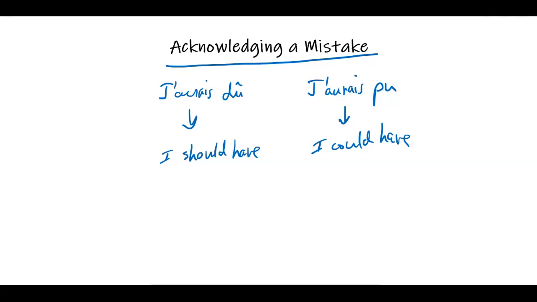So that's the first part, but then you don't stop right there, right? You got to add a verb at the end. So j'aurais pu, let's say, contacter. Put that over here as well. In English, what do you get for that? You get I should have contacted. Okay, I could have contacted.